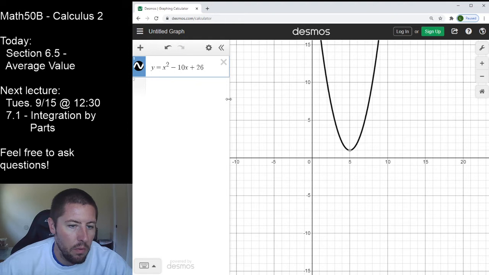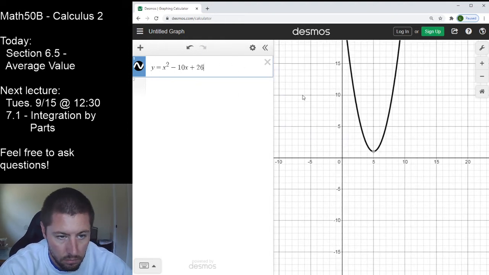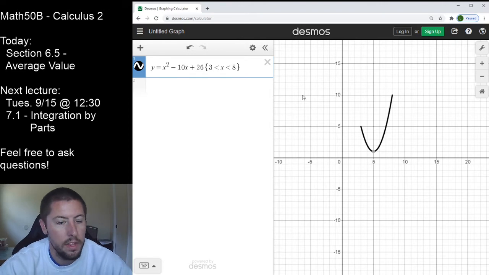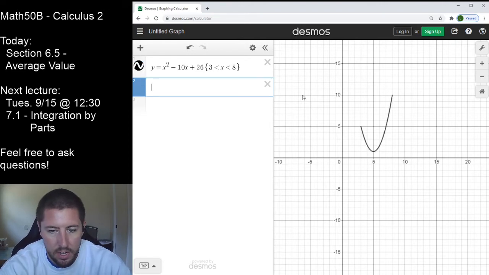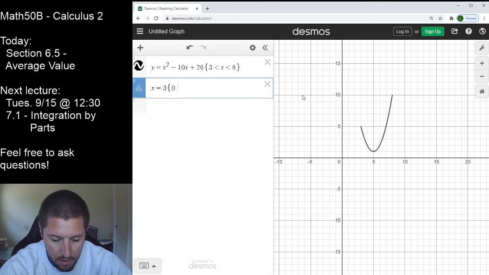I know that I am only interested in seeing this curve between 3 and 8. And so I can say 3 less than x less than 8. Right? That's only the part of the curve that I'm interested in. And if I wanted to make this look extra nice for myself, I could maybe do something like x equals 3 and do that from 0 less than y less than, let's see, if I plug in 3 there, 9 minus 30 is negative 21 plus 26 is 5. That should be my height right there.